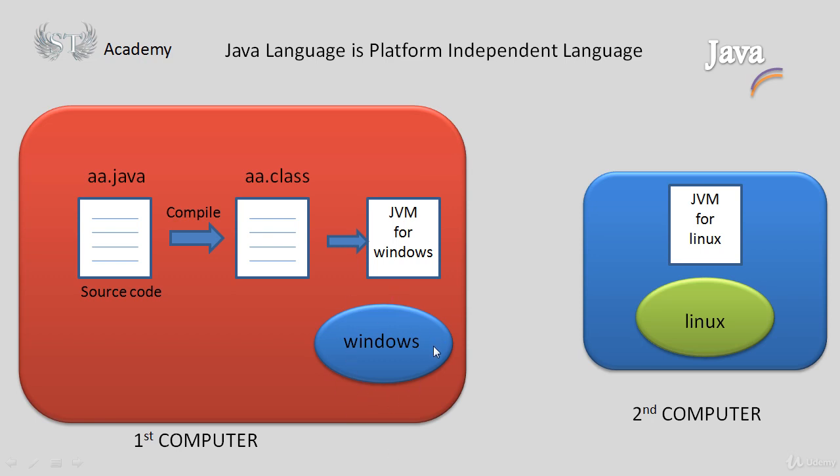If here is Windows operating system, so JVM for Windows should be there in the first computer. We have to install JVM for Windows in the first computer. Okay, then only the native code will be generated and compatibility will take place and we'll get the output.